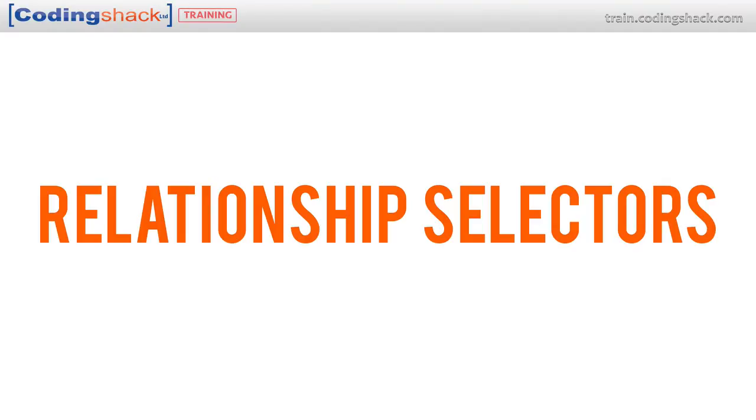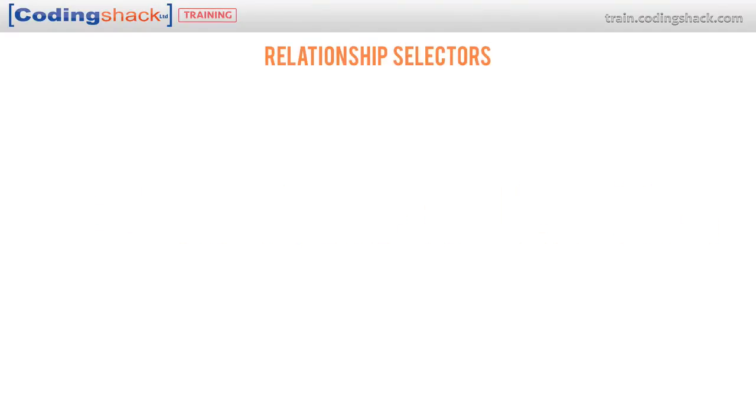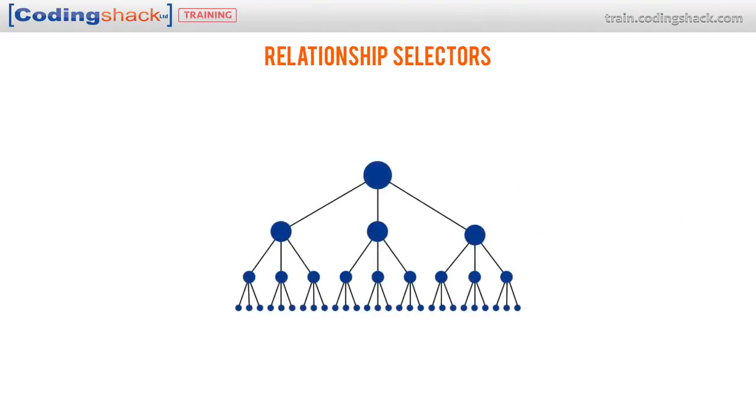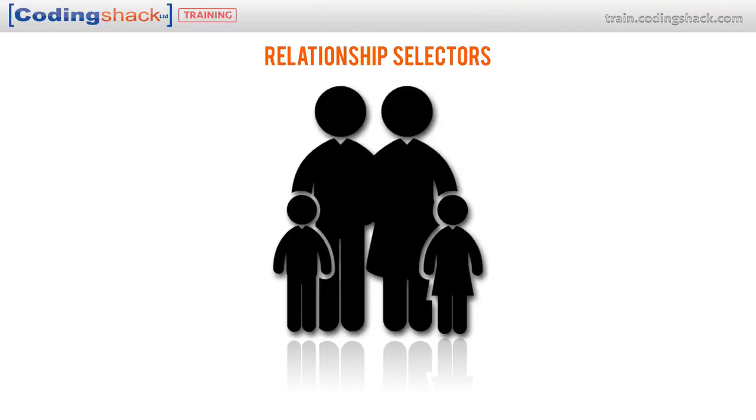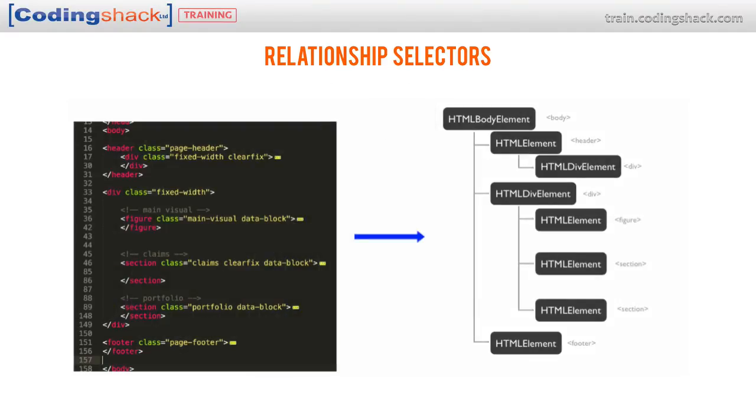Hi, in this video we'll take a look at relationship selectors. CSS has a way to select elements based on their relationships. We have to remember that a web page is represented by an HTML hierarchical structure. You should think of it as a family tree, where the HTML tag stands at the root of the family tree, like the grandparent, and then you go down, descendant by descendant, visiting children and siblings until you get to the bottom of the family tree.